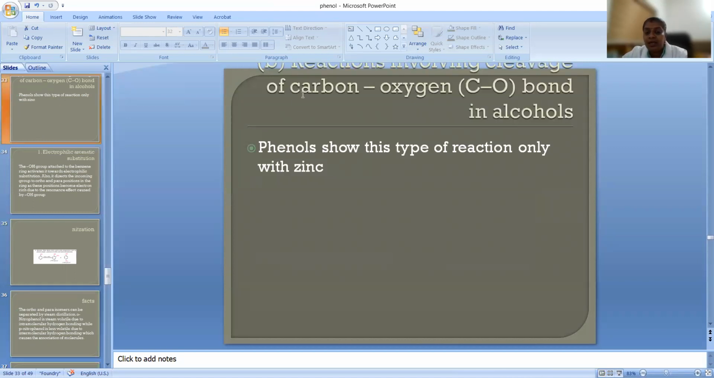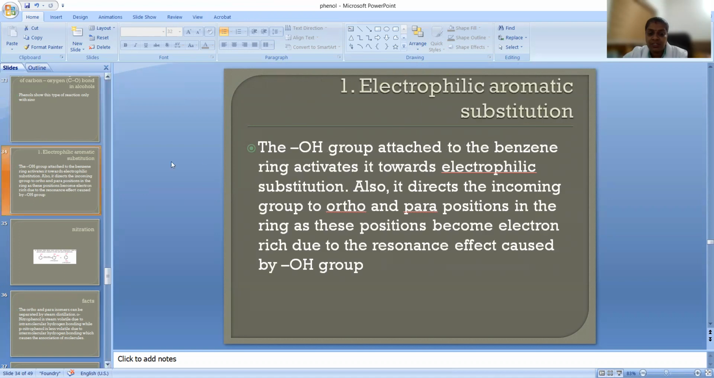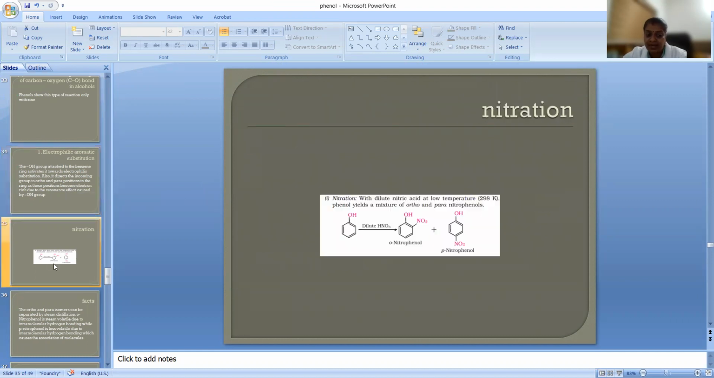Now, there are reactions of phenol where the carbon-oxygen bond is breaking, that we will discuss later. That is the reaction of phenol with zinc. First we will discuss the electrophilic substitution reaction. The OH group is a ring activating group because it has a lone pair that is directed towards the ring, and it is also an ortho para directing group. These two are important: ring activating group, ortho para directing group.